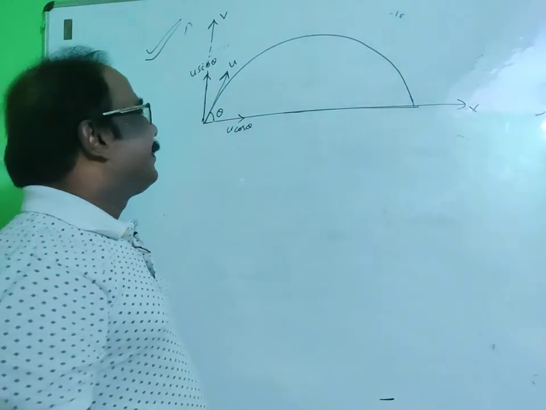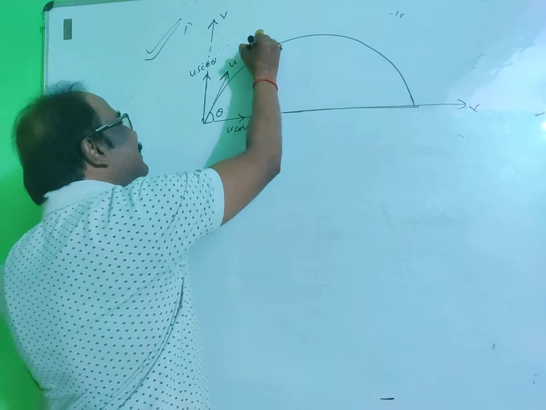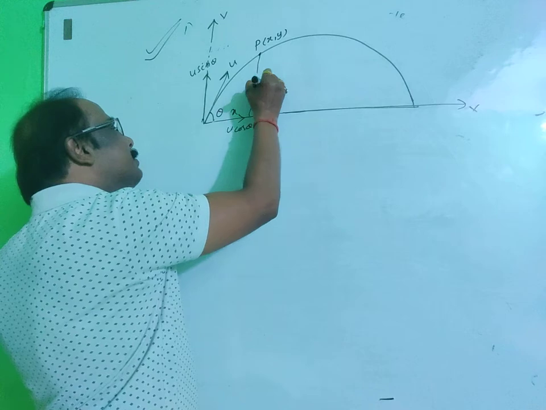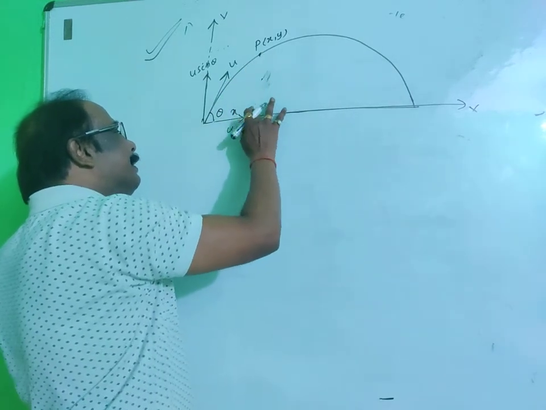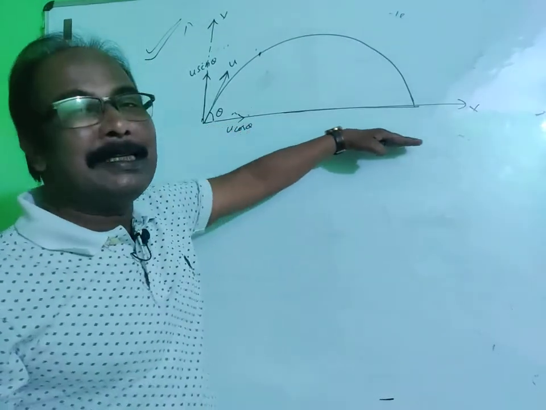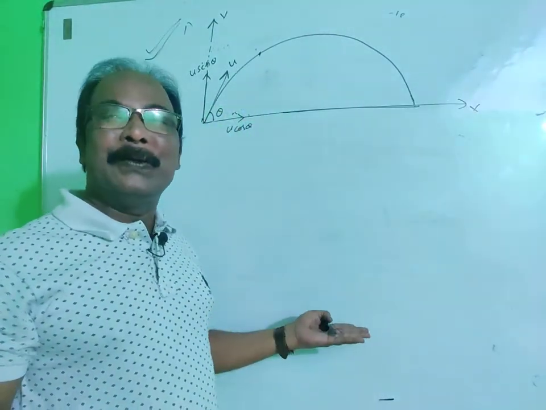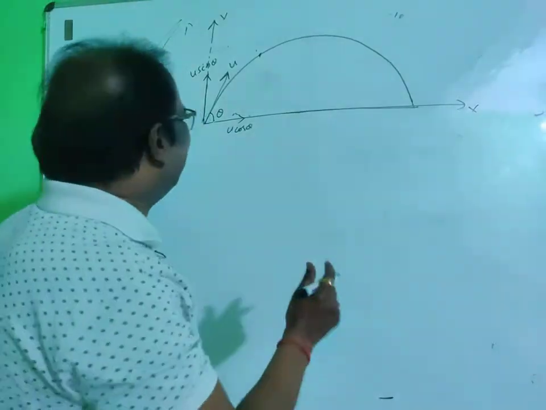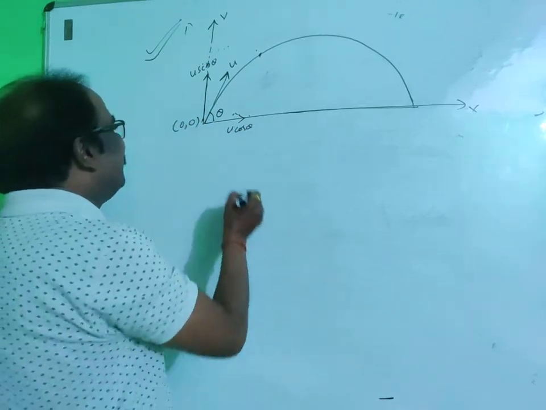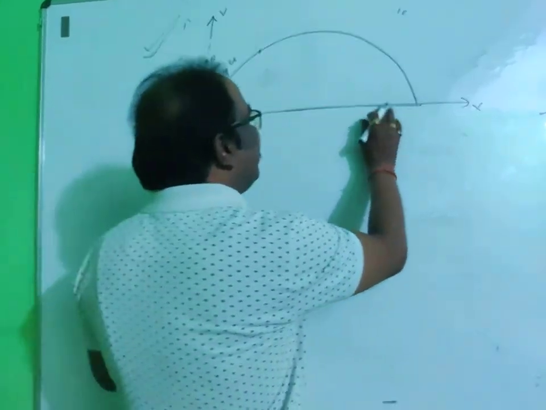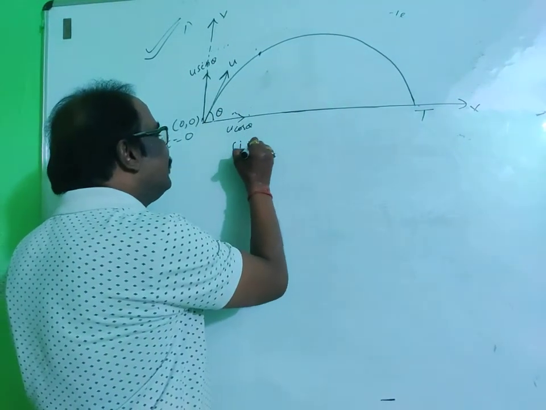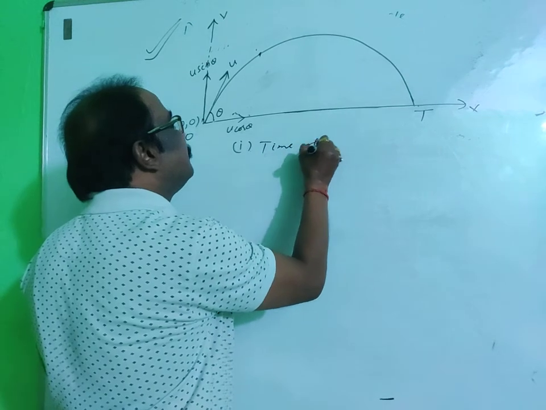Okay. Is it clear? As we have discussed, this is any point P, with coordinates x1. The body has covered a distance x along x axis, y distance along y axis. So motion on a plane means the coordinate along x axis is changing and along y axis is also changing. Then the body is projected at this point 0, 0 when time is 0 and the body strikes the ground when time is t. Means our first heading is time of flight.